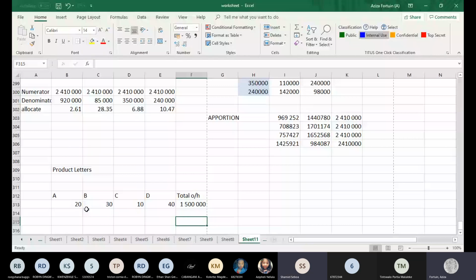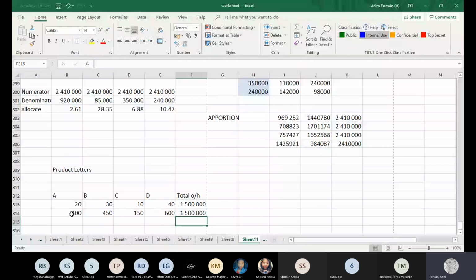Yeah, it's just for A, it's 300,000, then for B is 450,000. C is 150,000, and then D is 600,000, and altogether that would make the 1.5 million. Okay. Thanks. That is basically how we're going to do it.